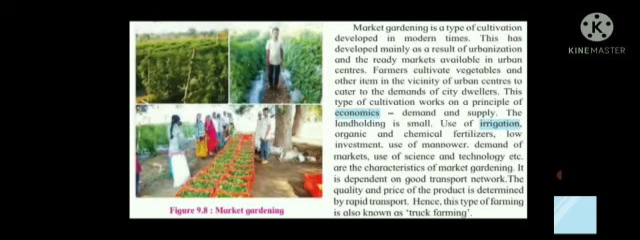Market gardening. Market gardening is a type of cultivation developed in modern times. This has developed mainly as a result of urbanization and the ready markets available in urban centers. Farmers cultivate vegetables and other items in the vicinity of urban centers to cater to the demands of city dwellers. This type of cultivation works on the principle of economics, demand and supply. The landholding is small. Use of irrigation, organic and chemical fertilizer, low investment, use of manpower, demand of market, use of science and technology, etc.